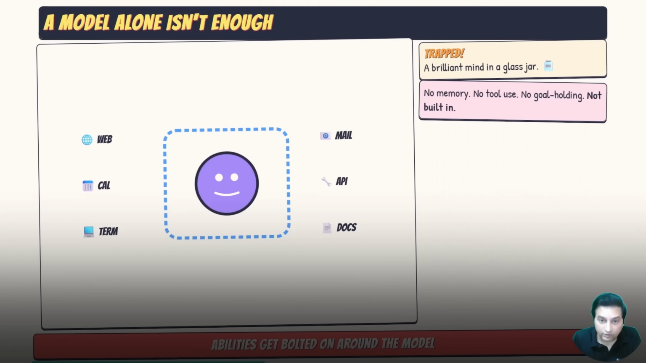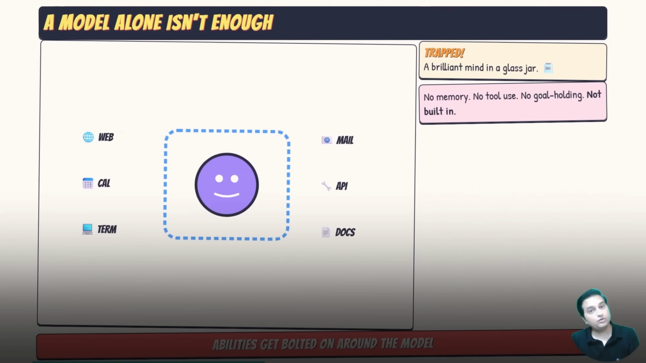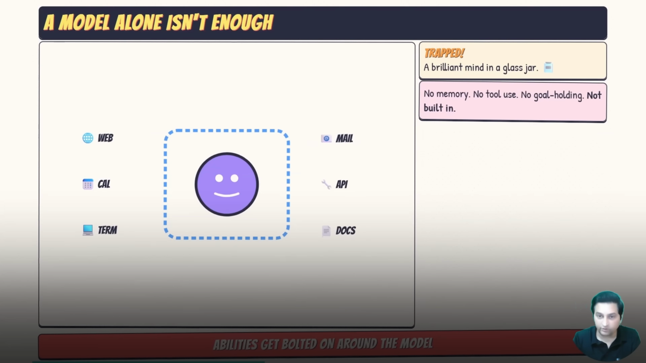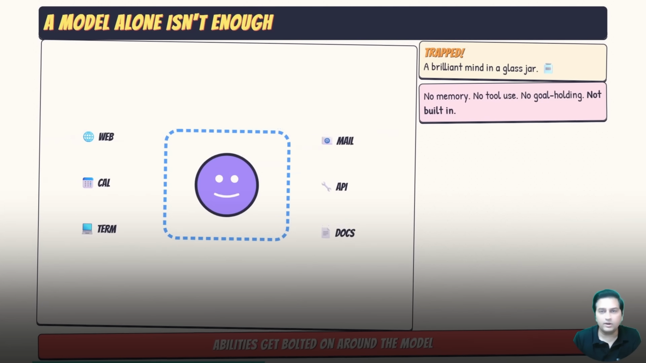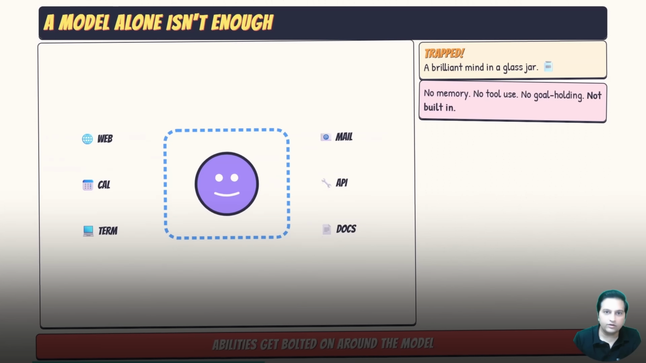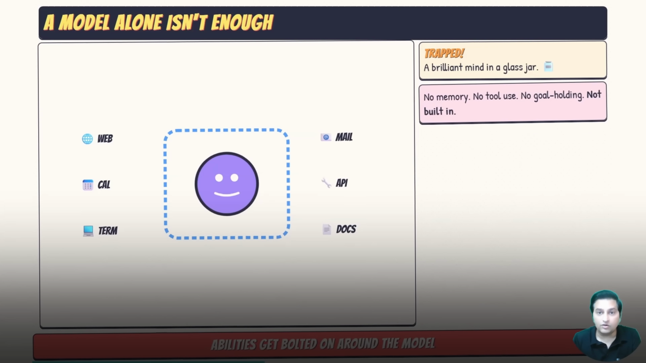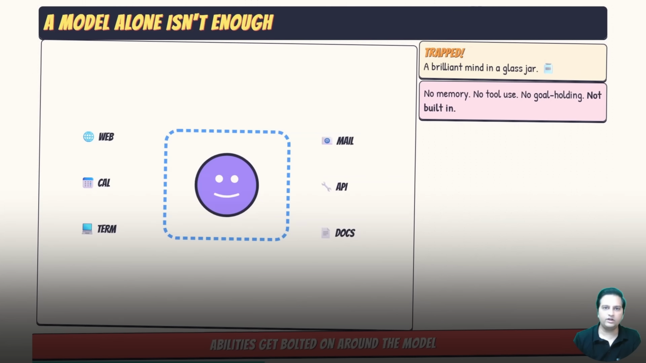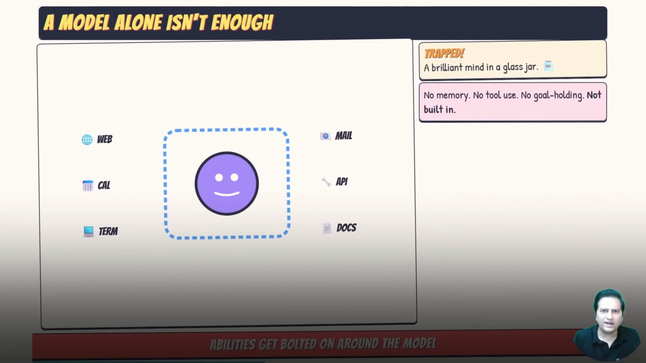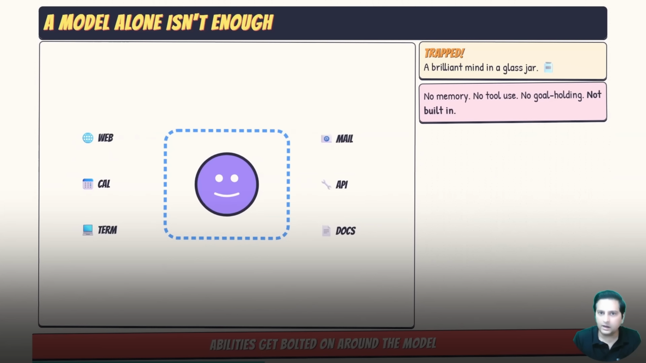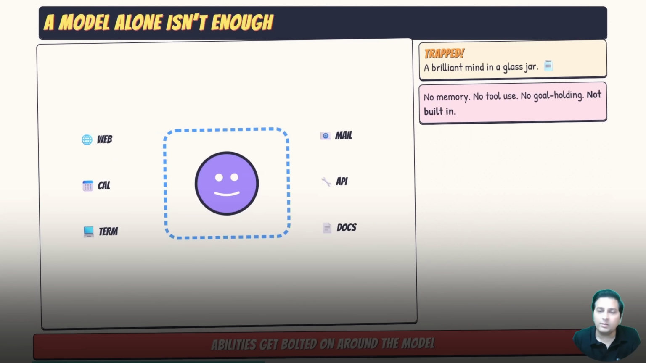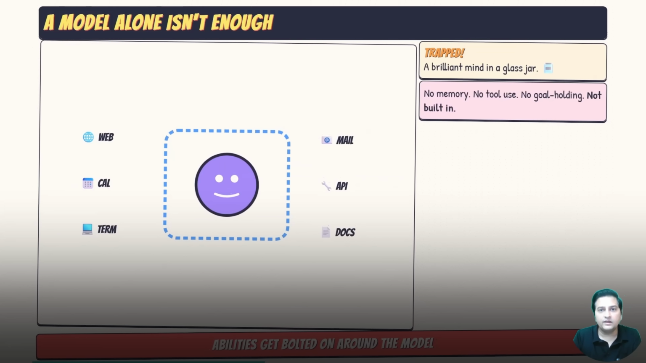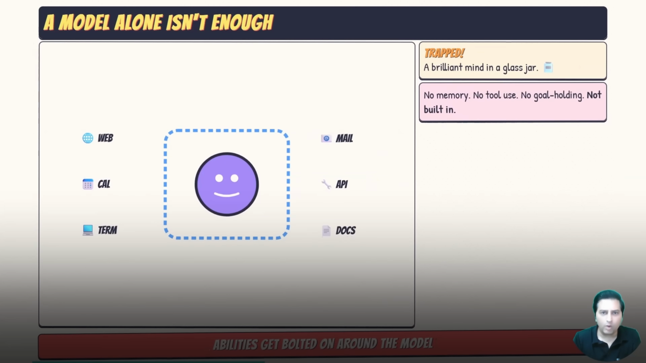Here's where people get confused. They assume a language model is already an agent. It isn't. By itself, an LLM is a brilliant mind trapped in a glass jar. It can describe a plan, draft an email, explain a strategy, but it can't reach out and actually send the email, click the button, or remember what happened yesterday. Those abilities don't come built in. They have to be bolted on around the model.